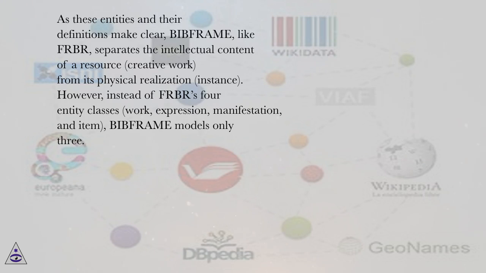As these entities and their definitions make clear, BIBFRAME, like FRBR, separates the intellectual content of a resource, creative work, from its physical realization, instance. However, instead of FRBR's 4 entity classes, work, expression, manifestation, and item, BIBFRAME models only 3.